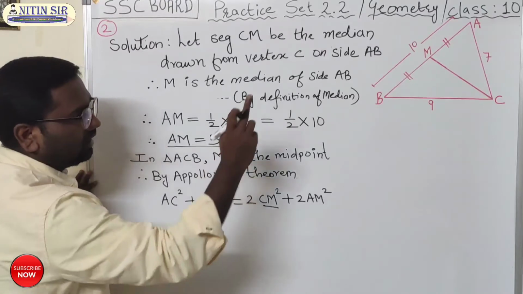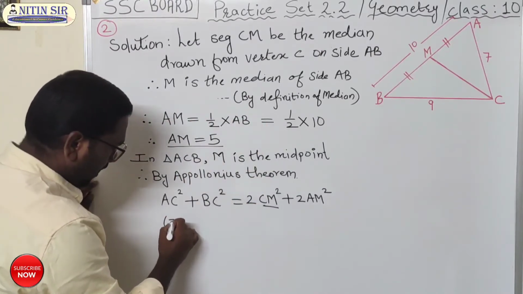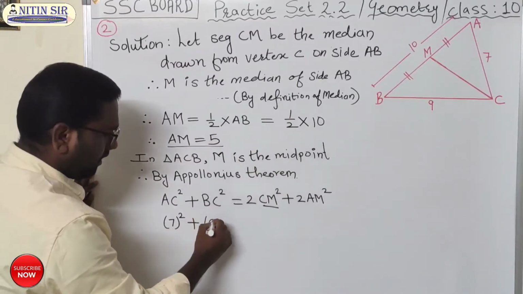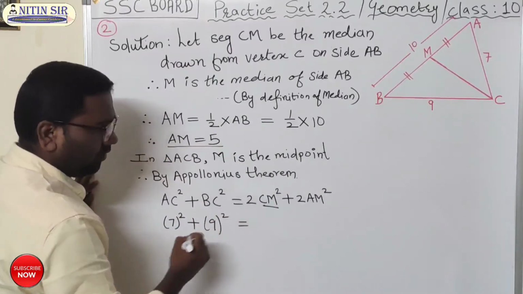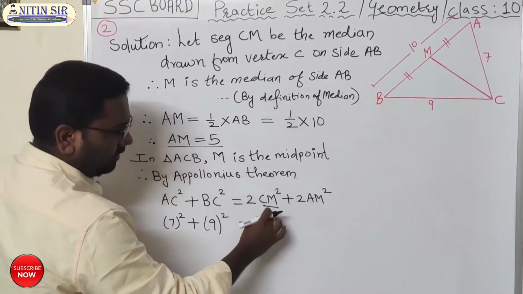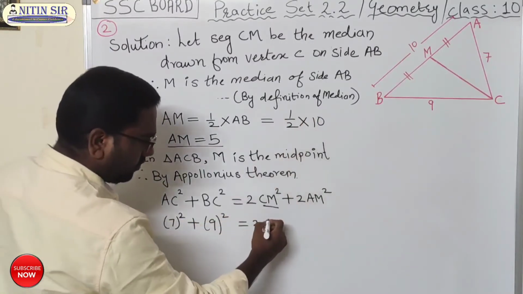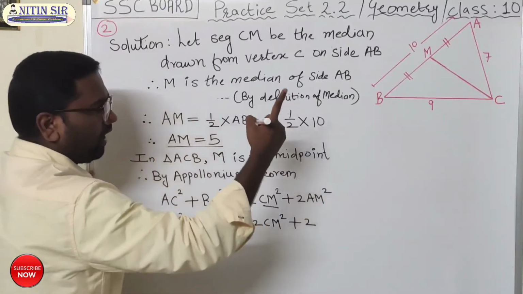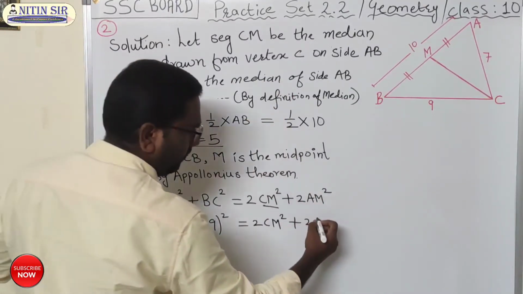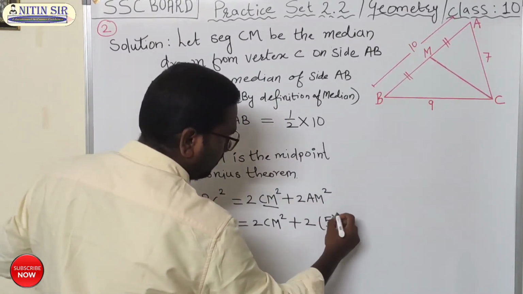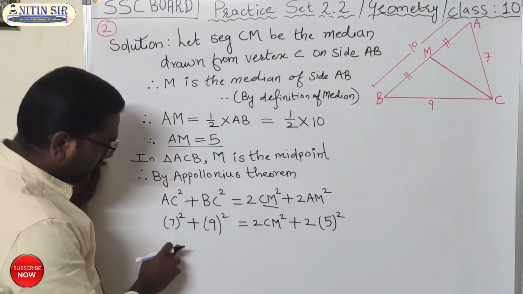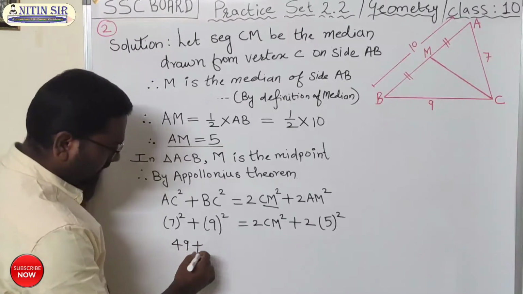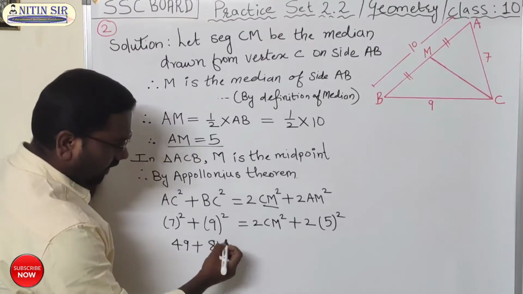What is the value of AC? 7 square, plus what is the value of BC? 9 square, is equal to 2 CM square, as CM we have to find, so CM square will remain as it is, plus 2. What is the value of AM? Here we found 5, so this will become 5 square. Now simplify this. 7 square is 49 plus 9 square is 81.